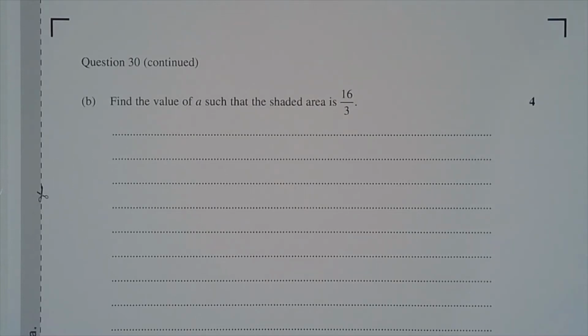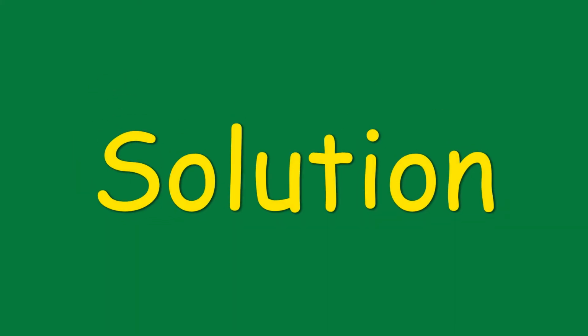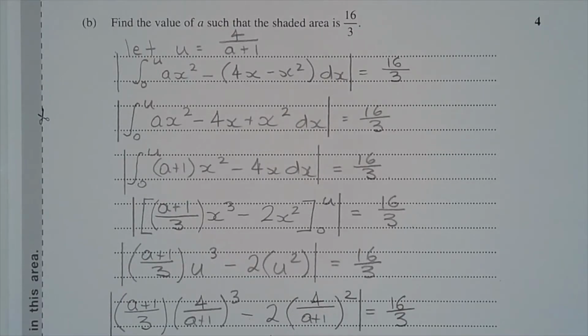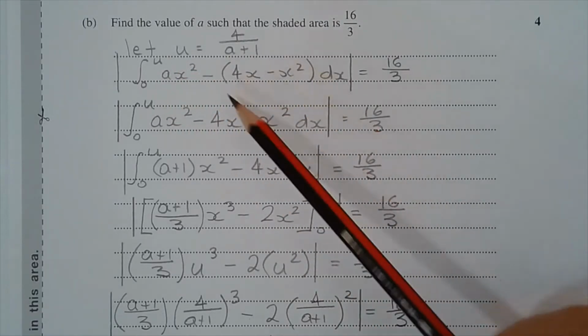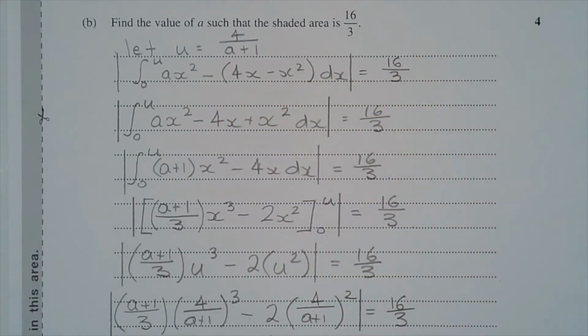Part B. Find the value of a such that the shaded area is 16 over 3. The shaded area is the area enclosed between the two curves y equals ax squared and y equals 4x minus x squared. For the sake of explanation, let u equal 4 over a plus 1. We want to solve for a the equation, the absolute value of the integral from 0 to u of ax squared minus (4x minus x squared) dx equals 16 over 3. Now the absolute value here ensures that the value of the integral on the left-hand side cannot be negative.